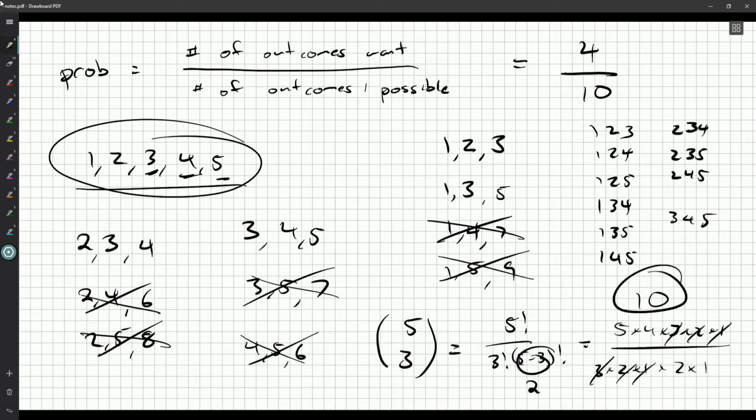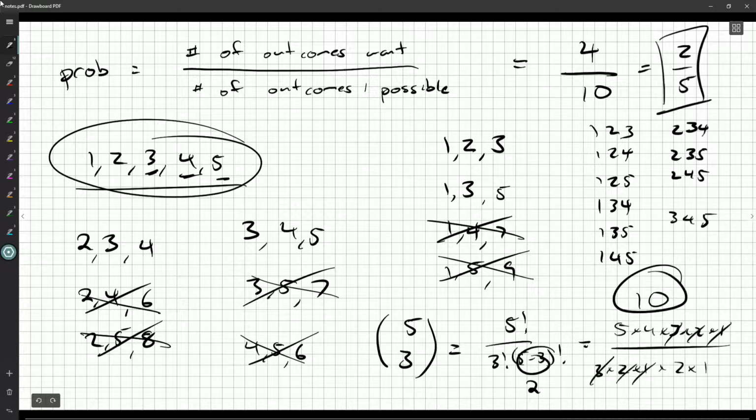We're not going to leave it like that. We'll simplify to 2 out of 5. Give a nice little reduced fraction. So 2 out of every 5 times that I pick a random triple, we should get an arithmetic sequence. And we can see there they are.